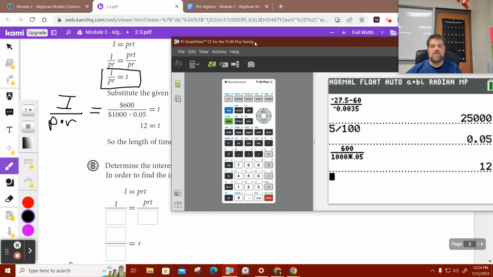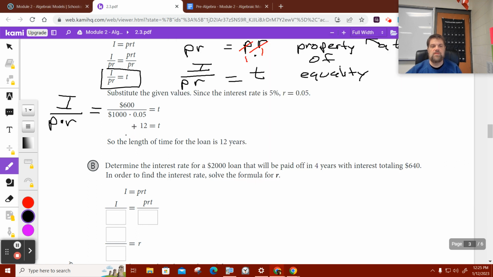And guess what the answer is? 12. That's what they say here. T equals 12. So what does that mean? How long will it take them to pay off the loan? 12 years. It'll take him 12 years to pay off the loan.